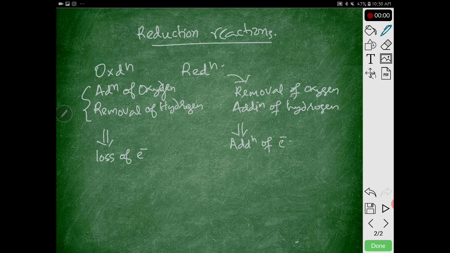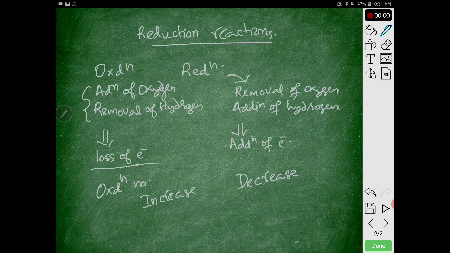How do you understand whether an electron has been lost or added? For that, we look at the oxidation number. If there is an increase in oxidation number, it is called oxidation. If there is a decrease in oxidation number, or moving towards the negative, we call it reduction.